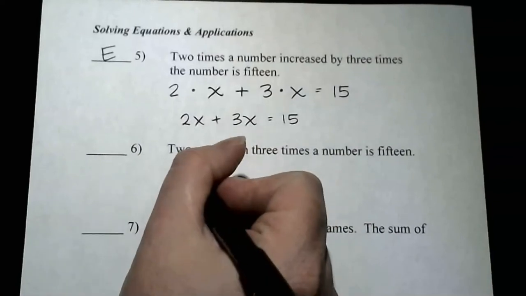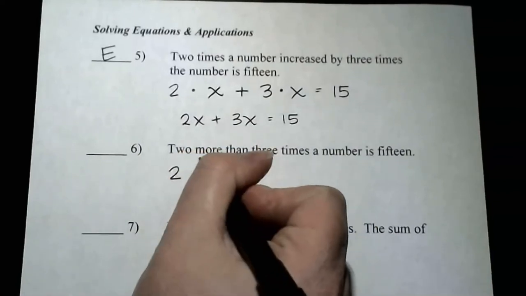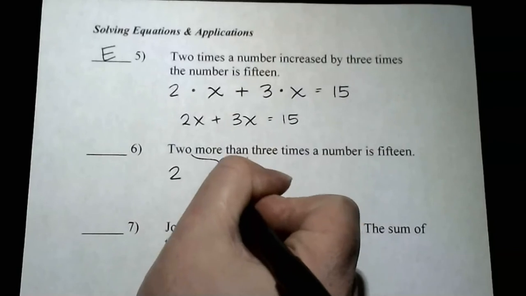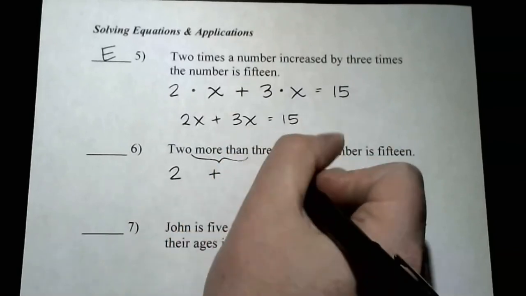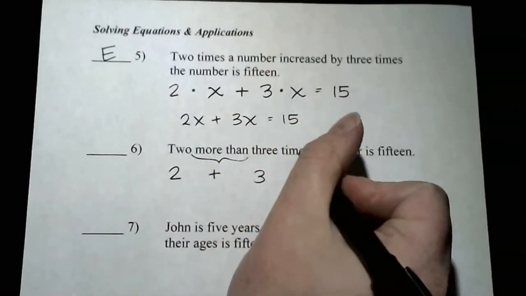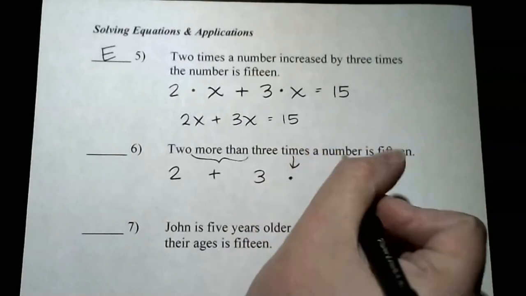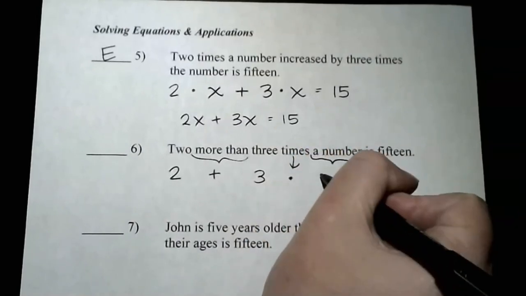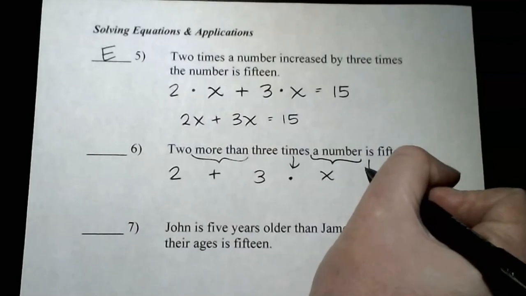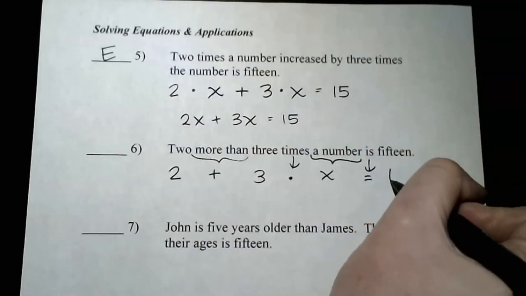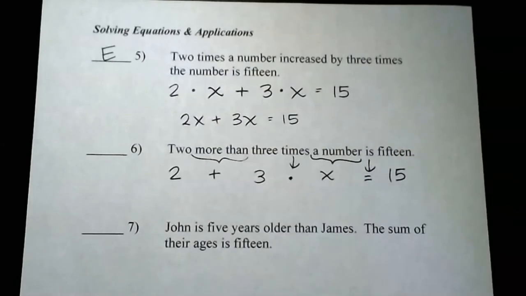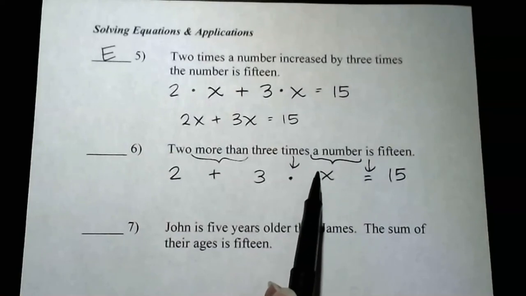Okay, 2 more than, plus 3 times a number is 15. And to clean that up, I'm going to put the 3 times x together and make it 3x.